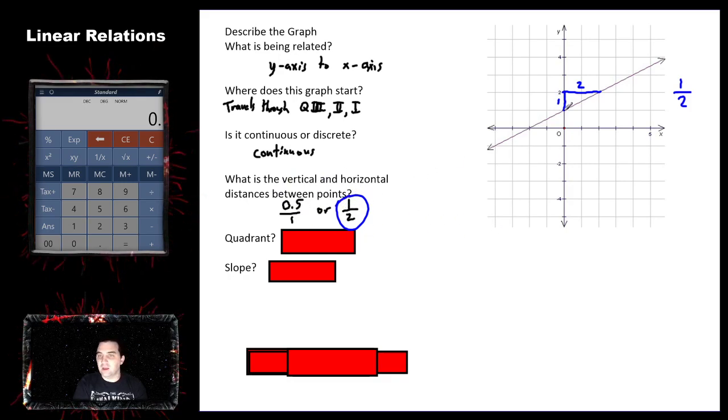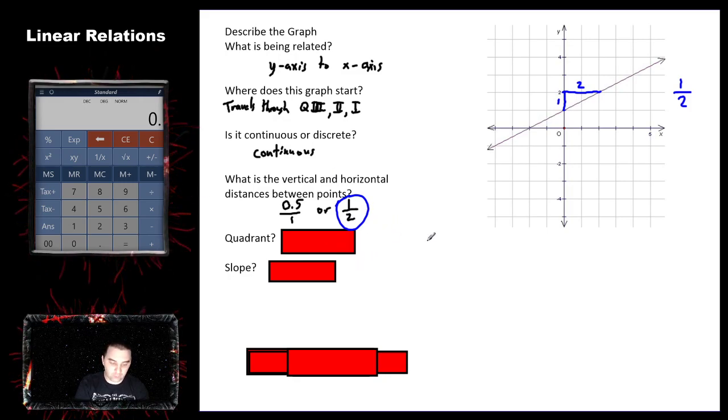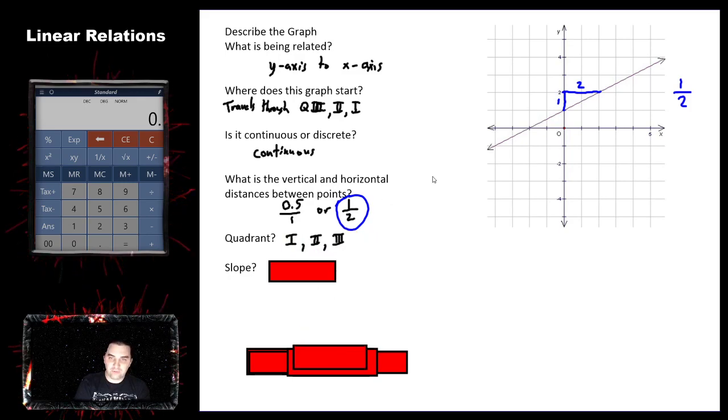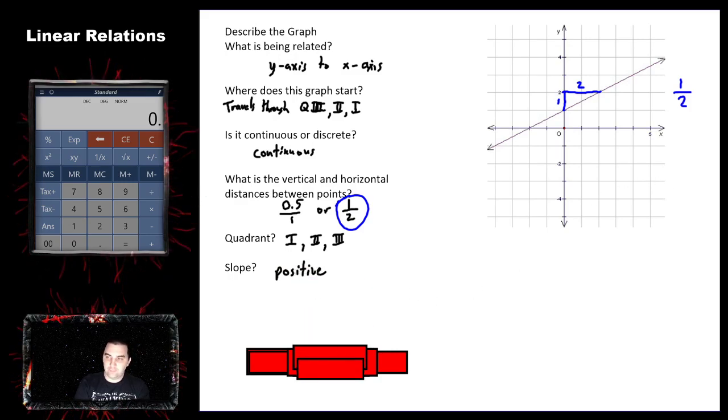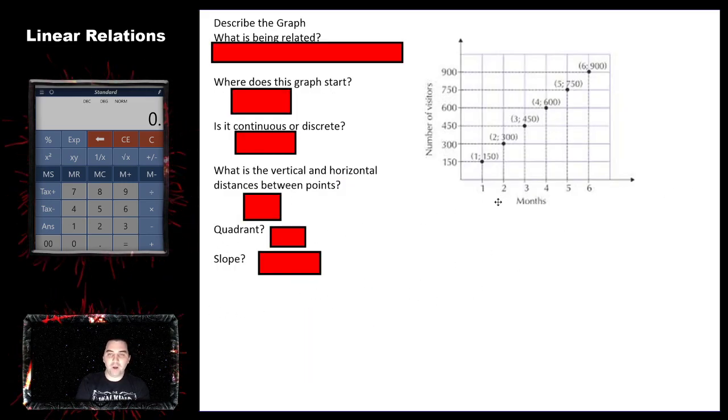I could also say 0.5 and 1, or I could say 2 and 4. They all make sense, but 1/2 is a nice simplified form. So we're going with 1/2 here. It's in quadrants 1, 2, and 3, and the slope is positive. Pause and try this one out.